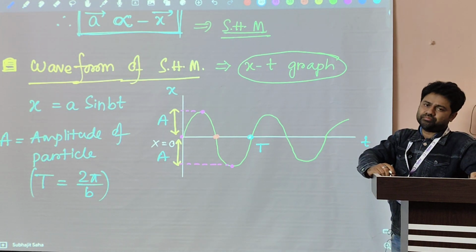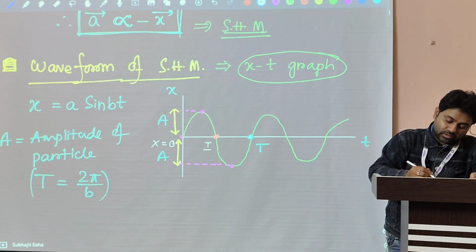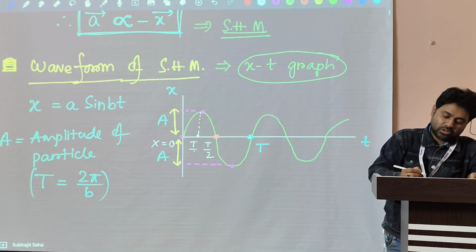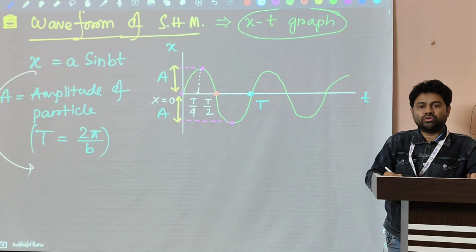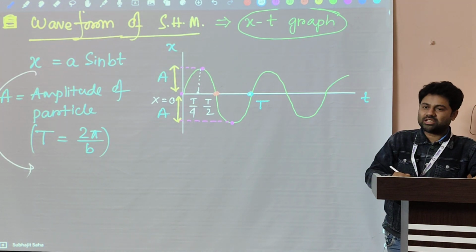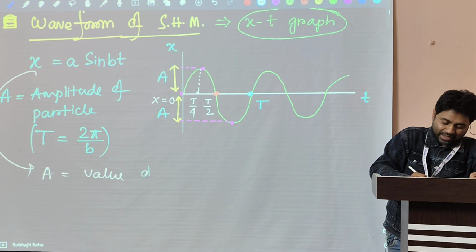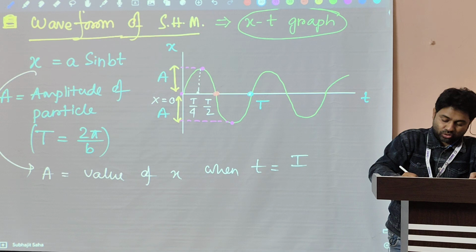At what time? At time t by 2. So amplitude reaches at further half, that is t by 4. So let's find the value of x when t equals to t by 4. This will give us the maximum displacement or amplitude. So amplitude equal to, we will say, value of x when time is equal to time period by 4, that is 2 pi by 4b.